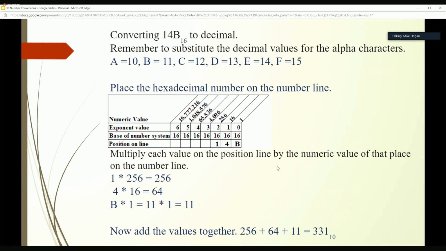And then from there, I'm just adding up, right? I'm adding this B, which is equal to 11. A was 10, B is 11. Adding those weights. 11 times 1, that gives me the value of 11. 4 times 16, 64. 1 times 256. And I add all that together to get that 331 for base 10. That's what it's equal to in base 10.